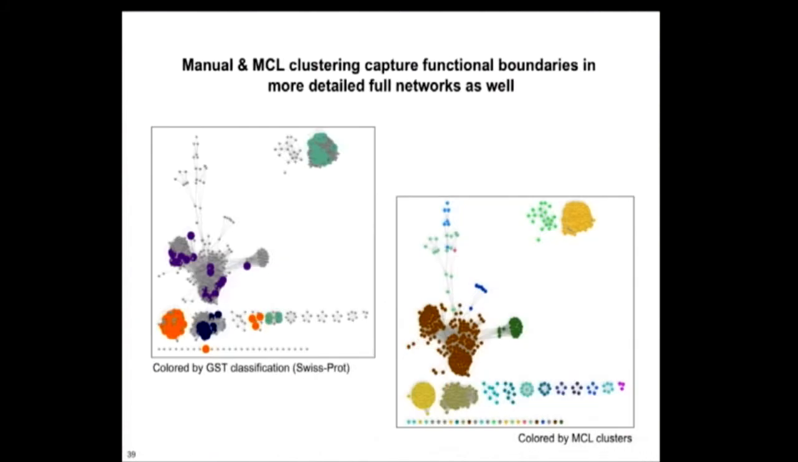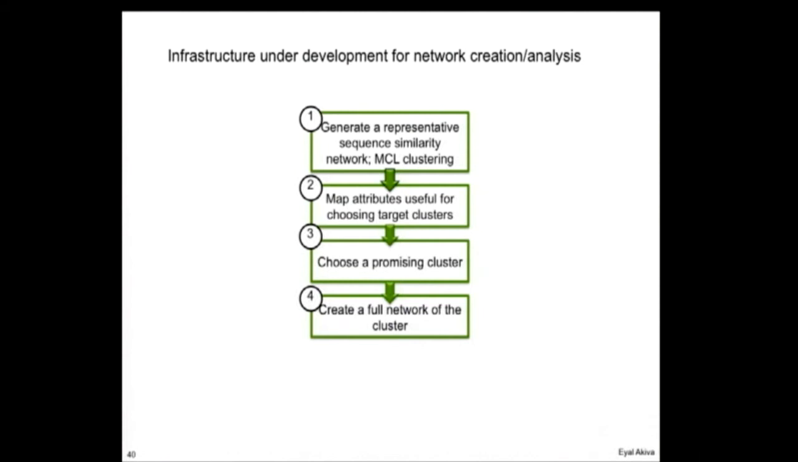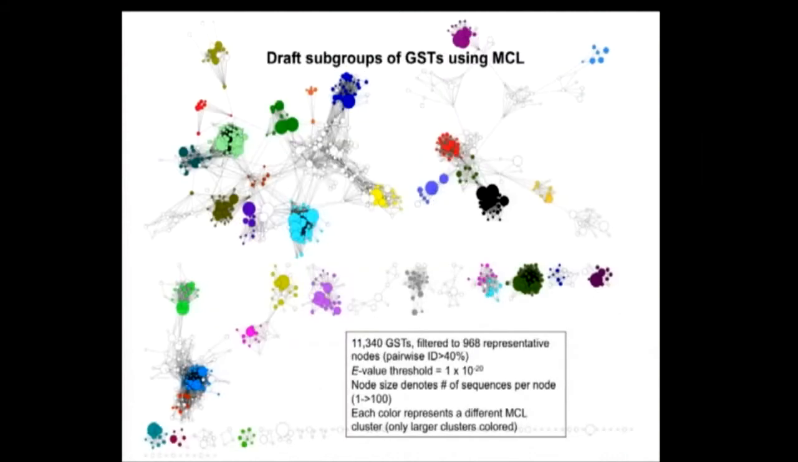If we look at a more detailed example, we get a similar kind of result, so that the MCL clustering looks like, at least for the purposes of doing this on a large scale and in an automated way, we're going to be able to do this. We're going to look at it at multiple other superfamilies. Almost done. So we're now developing the infrastructure to do this on a large scale and automated way.